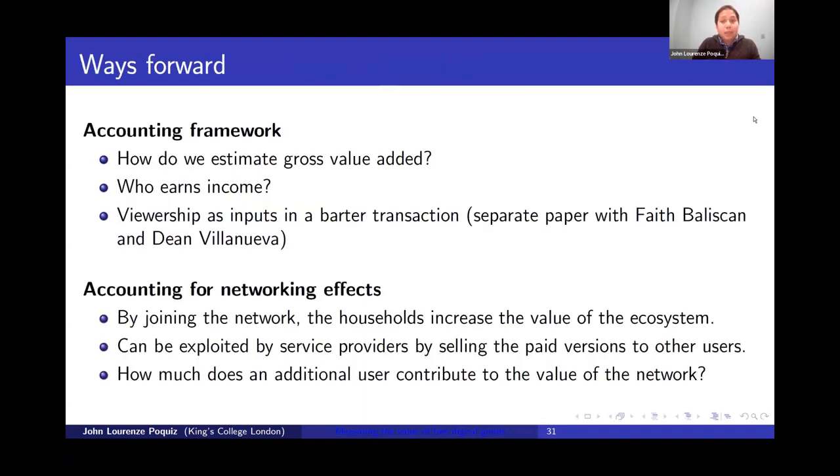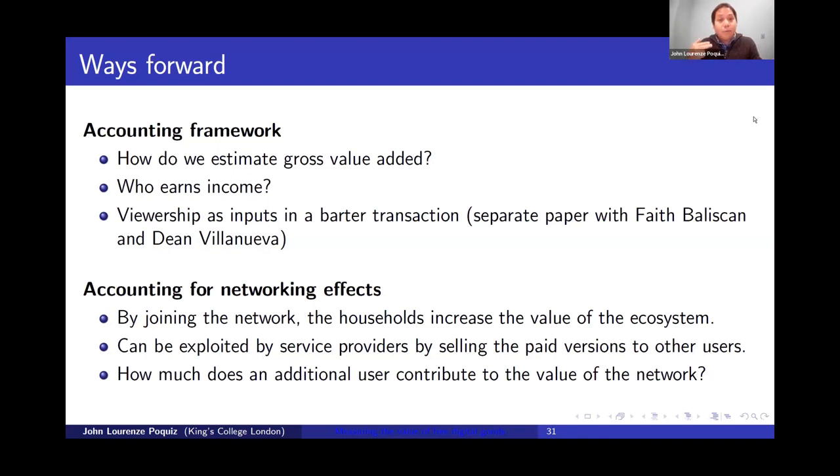Now, some of the things that we're thinking about moving forward is to think about an accounting framework for all of this. So here, this tries to answer the valuation problem. How do we think about a methodology to estimate for the value? An equally important question, I think, is to think about an accounting framework for these things. So the way we interpret our estimates would is that they're part of final demand. They're part of household final consumption.